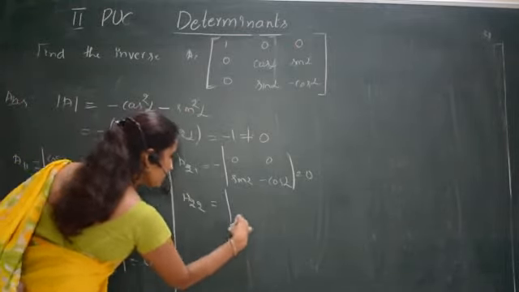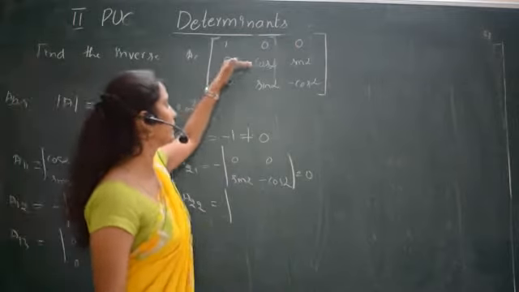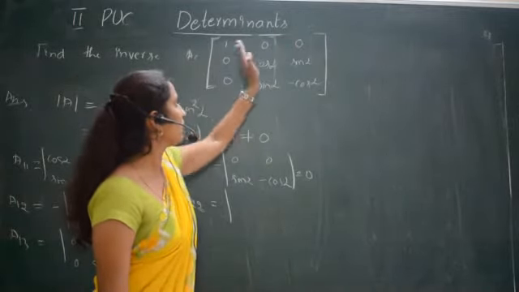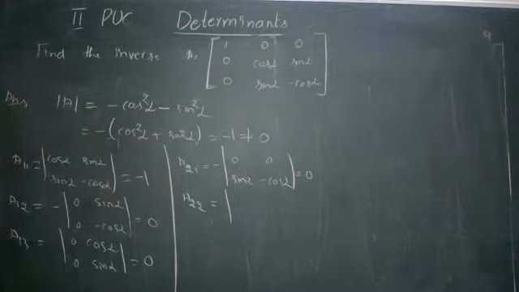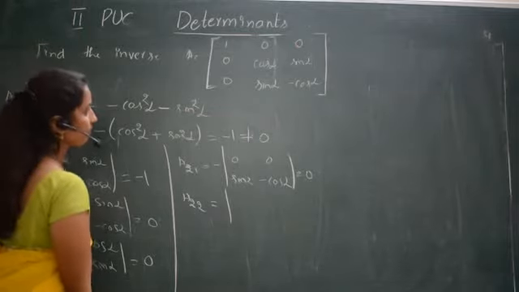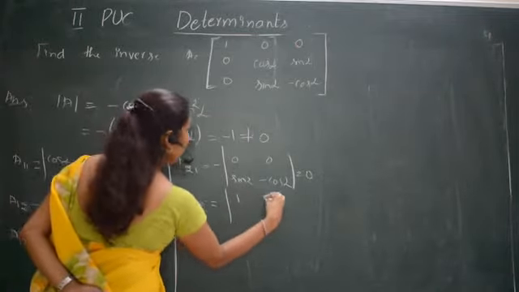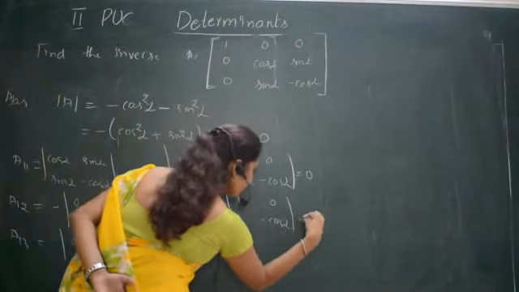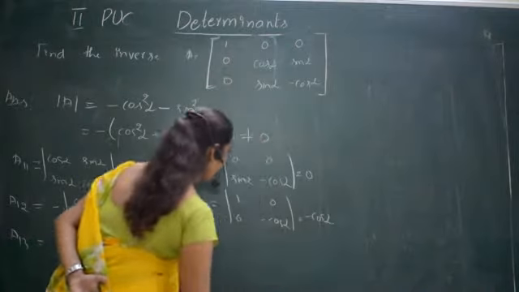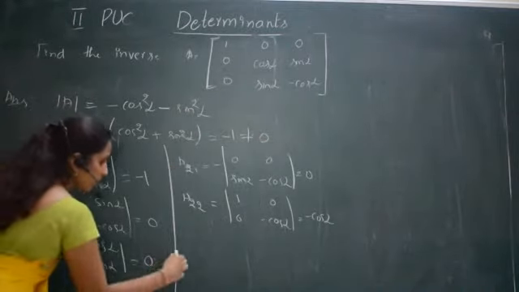Then A22 means plus, so A22 will be obtained by deleting second row and second column. So 1 0 0 minus cos alpha. So A22 will be 1 0 0 minus cos alpha. So this will be minus cos alpha.